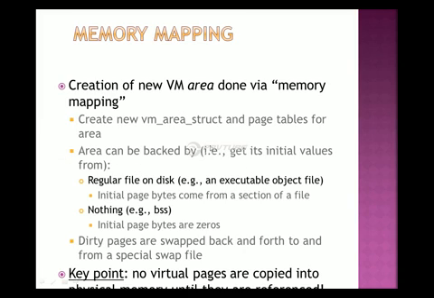The area can be backed by a regular file, that is, it gets its initial values from the executable file, where the initial page bytes come from a section of the file, or by nothing, for example BSS, where the initial page bytes are zeros. The next point says the dirty pages are swapped back and forth to and from a special swap file. As I told you, the victim pages are replaced by the physical pages that are swapped in, which is known as memory swapping.